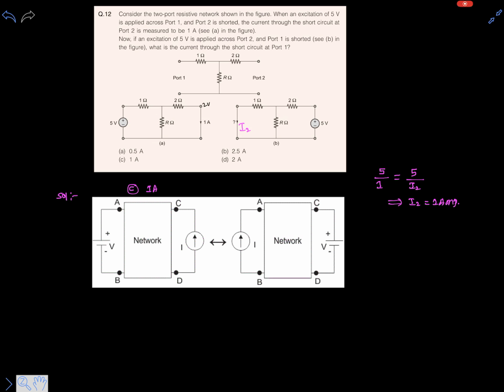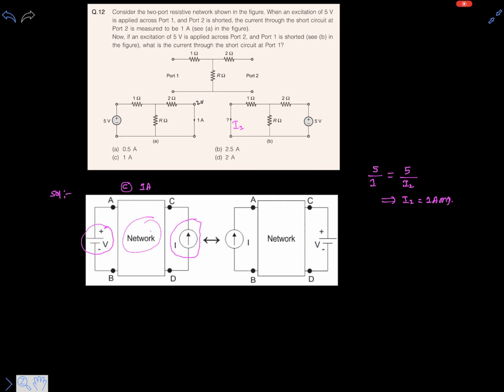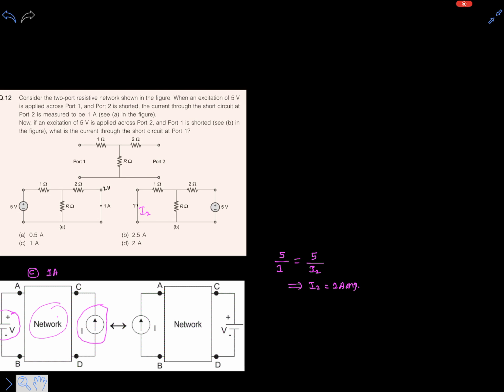We can understand this reciprocity theorem using this diagram. This is a linear network, and a voltage source V is connected between the terminals A and B, and a current response is taken from the C and D terminals, which is the output side. If we interchange the source and its response, then we will get the same kind of response for the same kind of source. This is what the reciprocity theorem says, or otherwise we can calculate this current manually also.